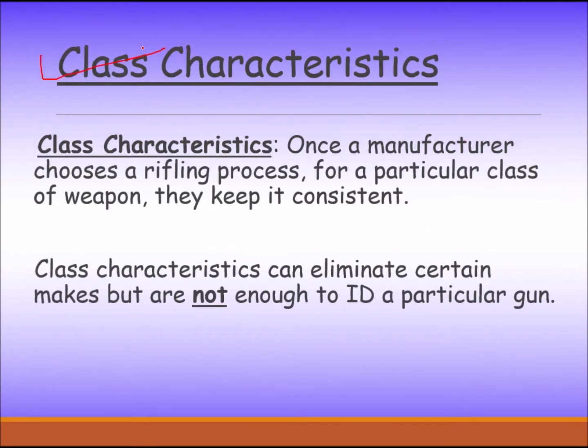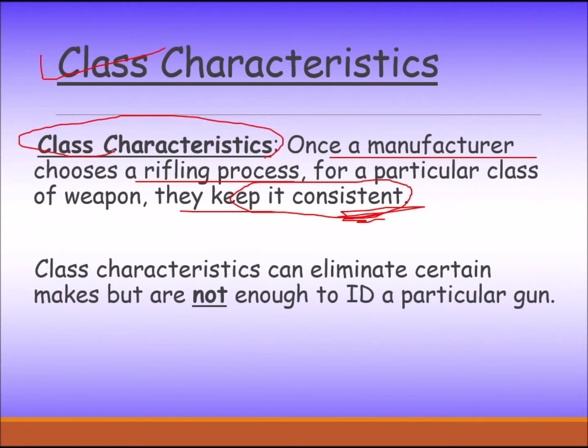Now, what are class characteristics? Once a manufacturer chooses a rifling process for a particular class of weapon, they keep it consistent. So these class characteristics are very specific to a particular class of weapon. It can eliminate certain makes or classes, but it is not specific to a particular gun. So these are class characteristics.